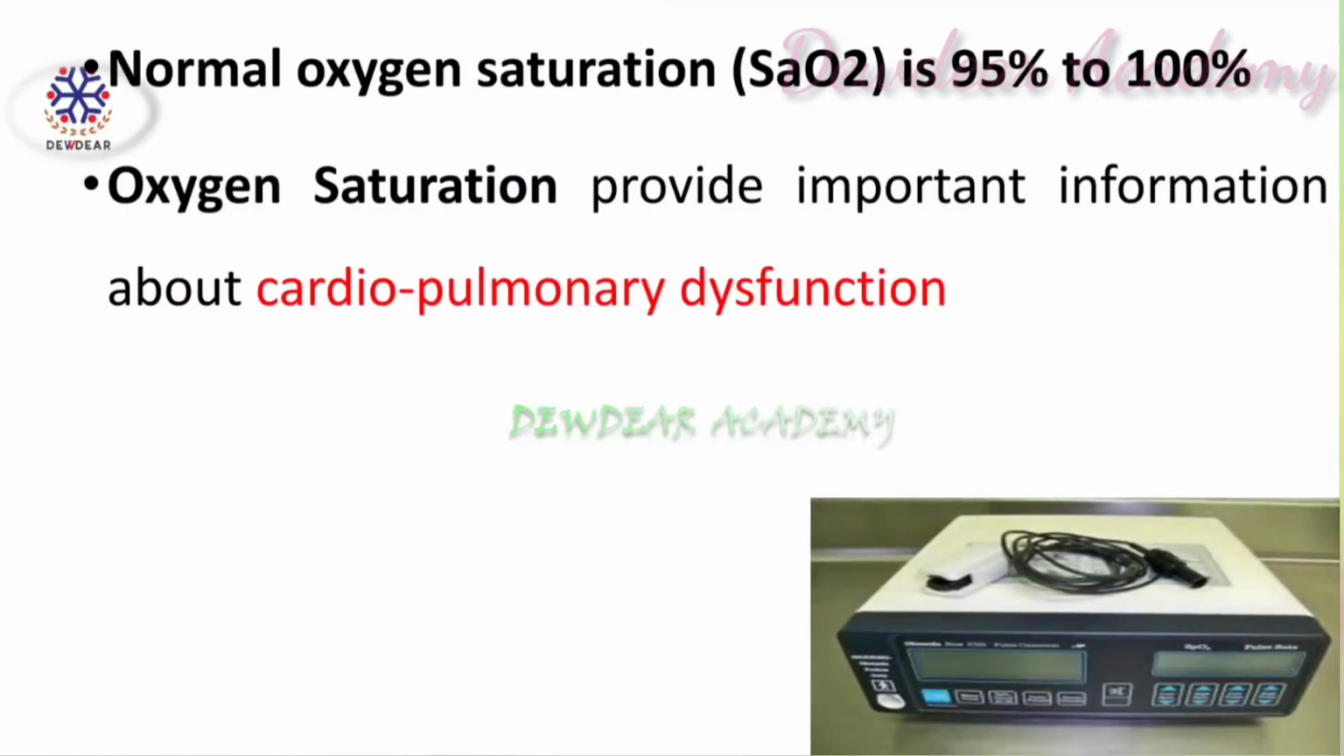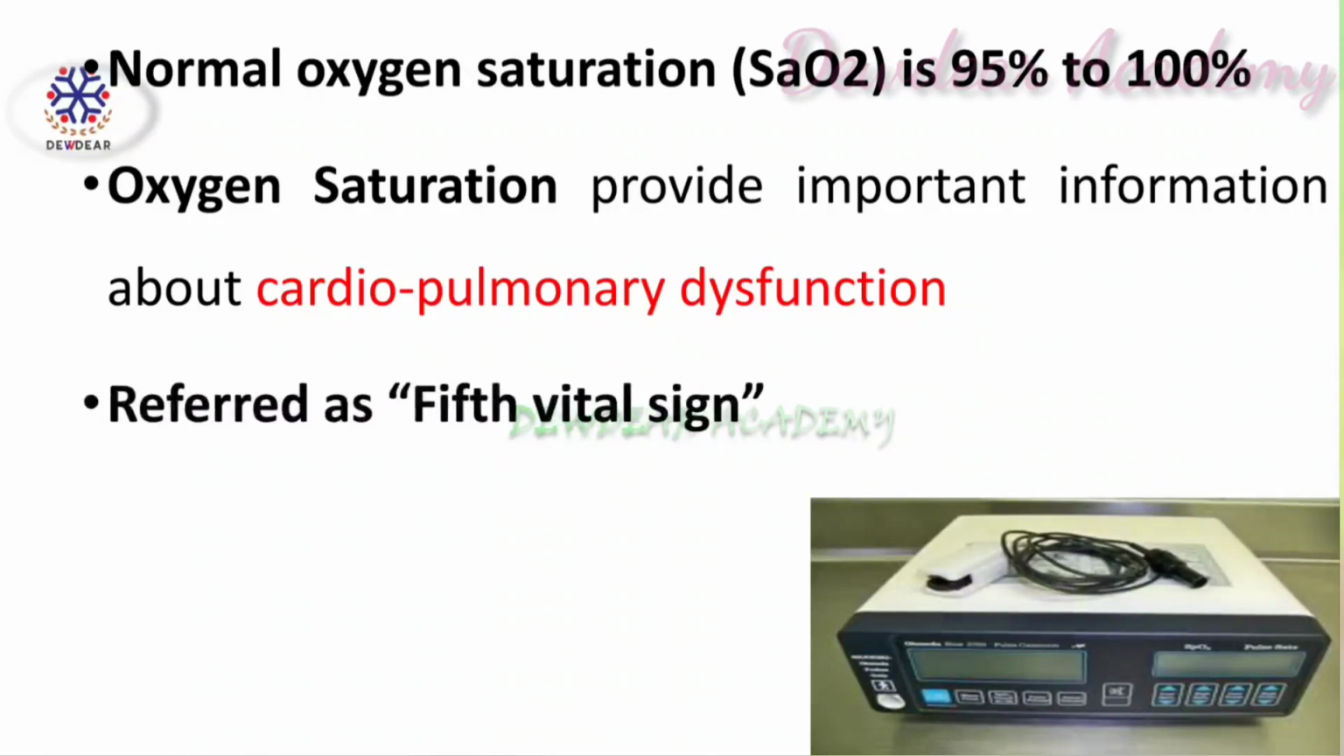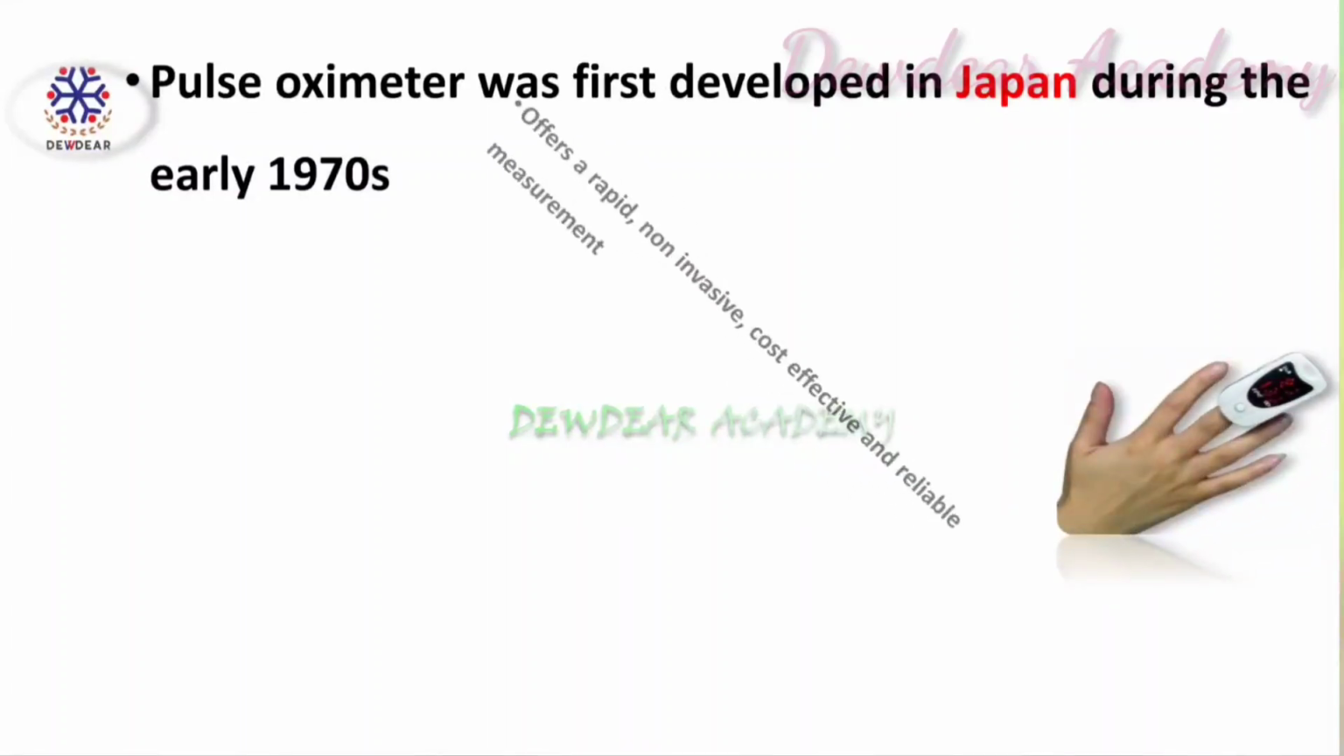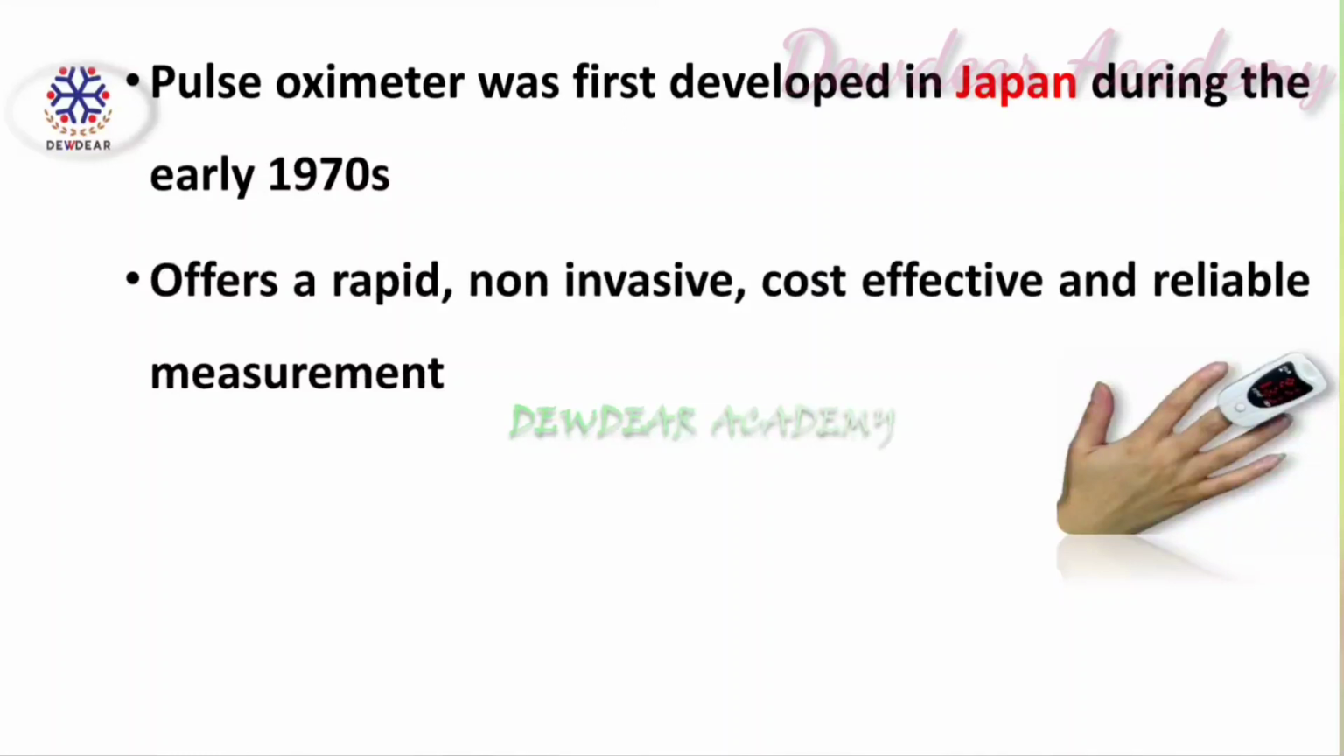And it provides important information about the cardiopulmonary dysfunction. So this can be considered as the fifth vital sign. Oxygen saturation is considered as the fifth vital sign. And the pulse oximeter was first developed in Japan during the early 1970s. And it offers a rapid, non-invasive, cost-effective and reliable measurement of oxygen saturation.